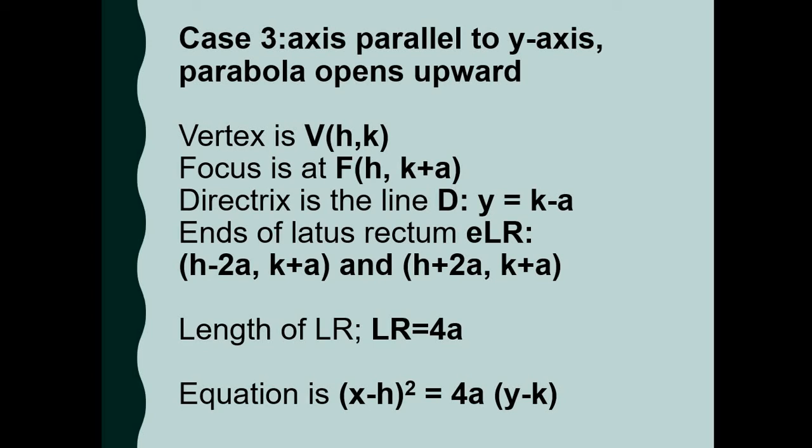Case 3 naman is a parabola that opens upward. Upward na tayo. So, vertex is at h, k, focus, h, k plus a, directrix, y equals k minus a. Endpoints of latus rectum, h minus 2a, k plus a, h plus 2a, k plus a. Length of latus rectum is 4a. Equation is x minus h quantity squared equals 4a times quantity y minus k. So, pag upward and downward, x is being squared. Pag positive yung 4a, upward, negative yung 4a, downward. Yun lang yung difference. You can screenshot this part for the formulas.